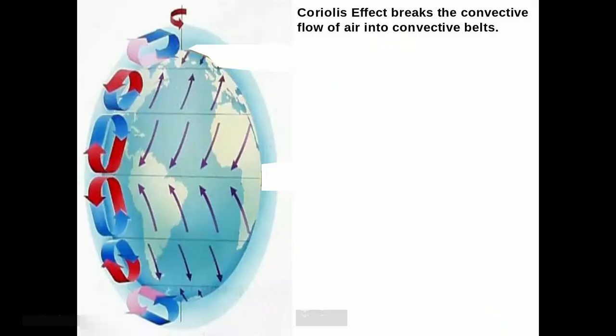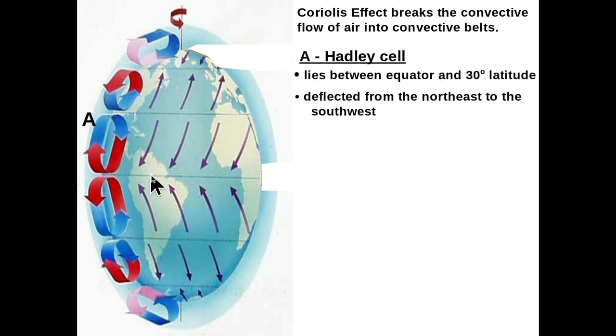We're going to look at the northern hemisphere, and the effect from the Coriolis force on the convection cell. We can look at this cell right here. This is known as the Hadley cell. The Hadley cell lies between the 30-degree latitude and the equatorial latitude. You can see here we have low pressure rising, and then you have high pressure sinking, and it creates a single cell right here. And remember that high pressure is known for good weather.